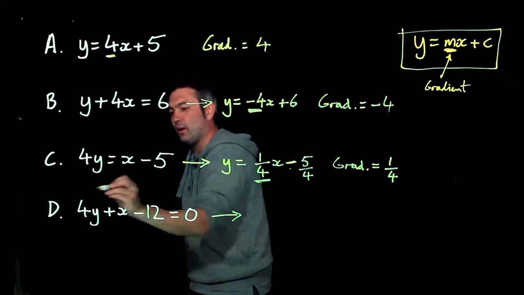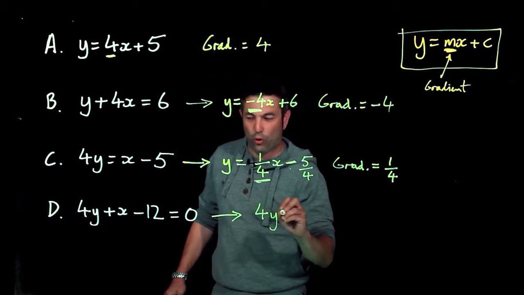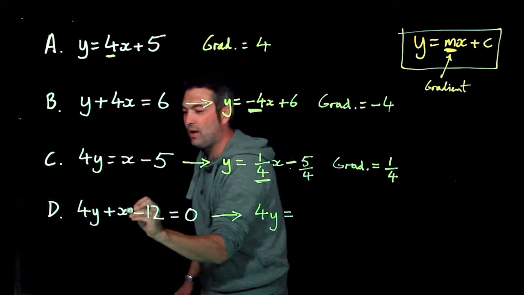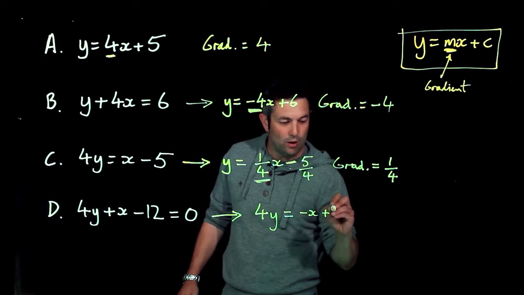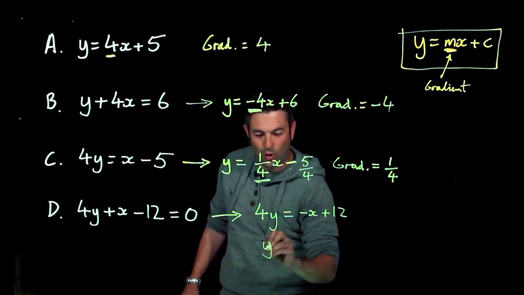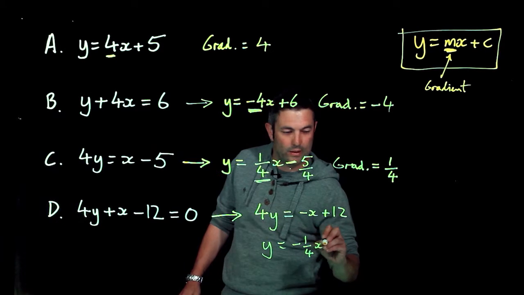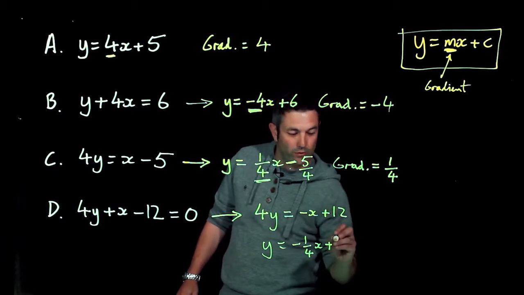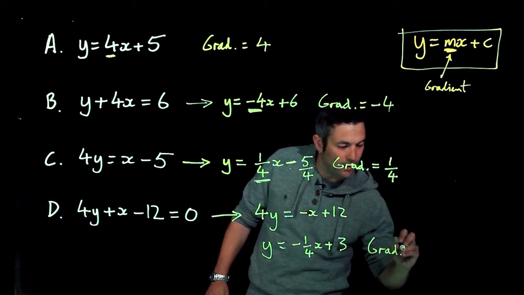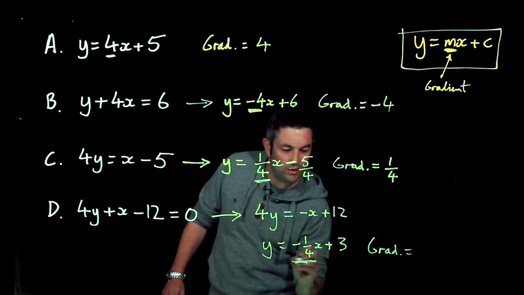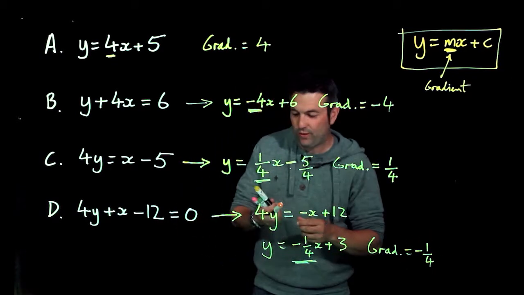Now then, the last one. I need to get all this stuff over to the other side, so I'm going to be left with 4y equals, now we've got negative x plus 12. I don't want 4 y's, I want 1 y. So I want negative a quarter of x plus, well, 12 divided by 4 is 3. Now the gradient of this one is negative a quarter. So now we've got some fractions involved.